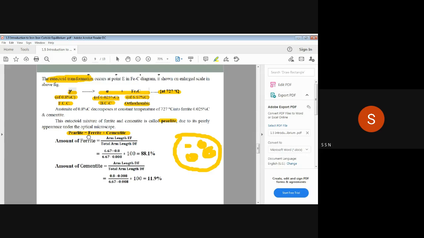Perlite. Just remember this, ferrite plus cementite can also be called as a perlite. हे फेराइट प्लस सिमेंटाइट परलाइट देतं असं नाही. त्या दोन्हीच्या अपीअरन्सला काय म्हणतो आपण? परलाइट. That mixture we are calling as a perlite. So this is regarding eutectoid transformation.